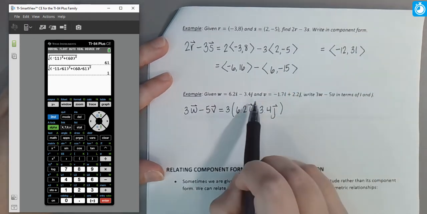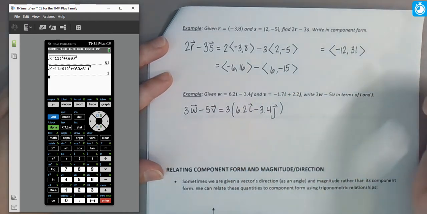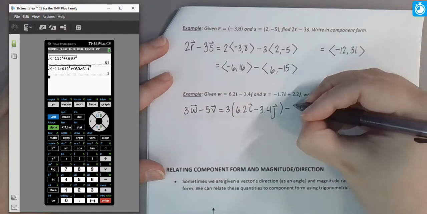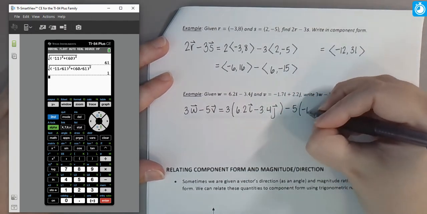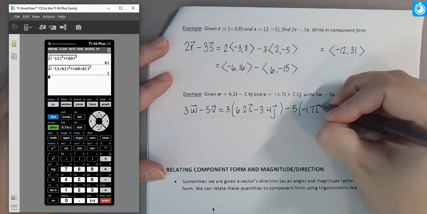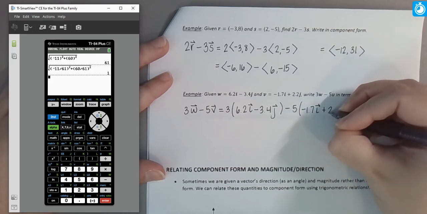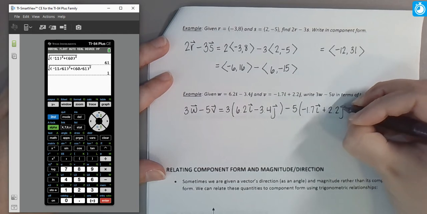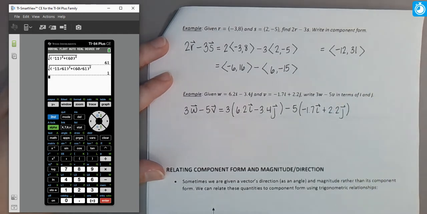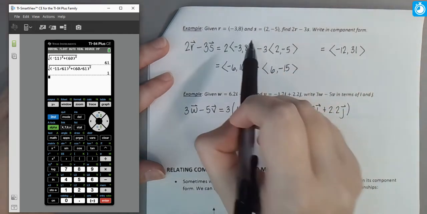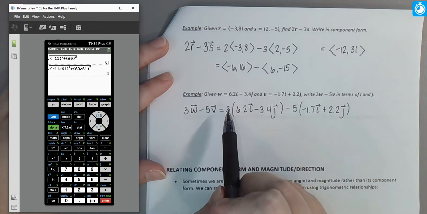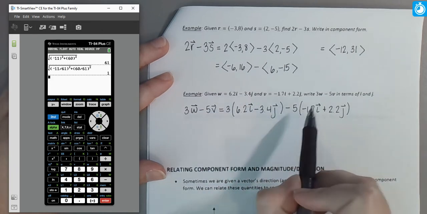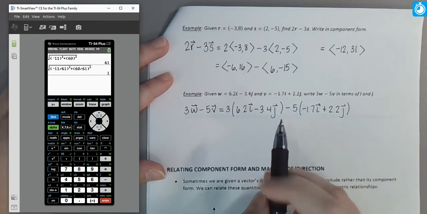And I know it's tedious to write the arrows. You have to get in the habit of doing it though, because the notation is going to be important. And then v is going to be negative 1.7 i plus 2.2 j. Now this very much is distribution, whereas this only looks like distribution. This truly is distribution. So we're distributing our coefficients to each of these values.